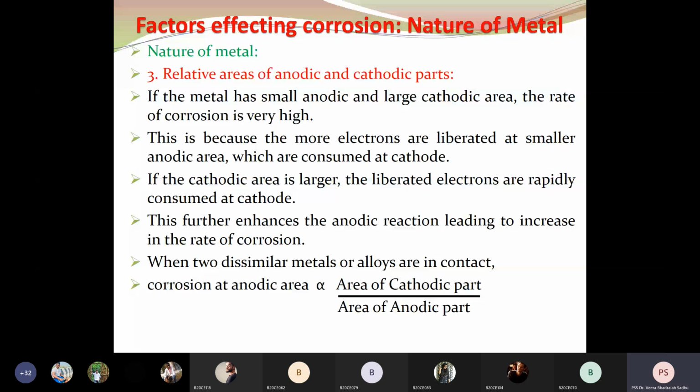So when two dissimilar metals or alloys are in contact, you can define the corrosion at the anodic area as directly proportional to the area of the cathodic part and inversely proportional to the area of the anodic part.